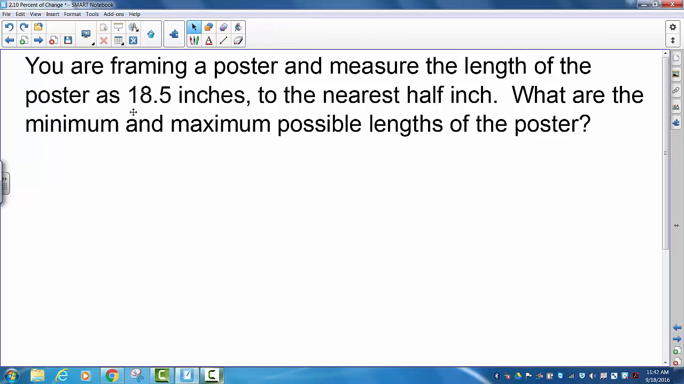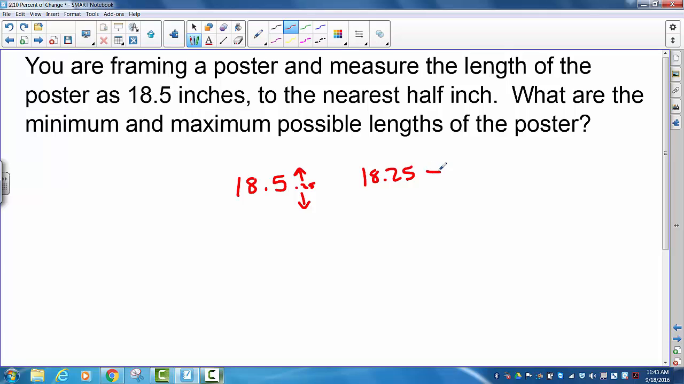It tells you that the length of the poster is 18.5 inches. To the nearest half inch, what are the minimum and maximum possible lengths of the poster? Well, if I went to the nearest half inch, what's half of 0.5? Right, 0.25. So that means it can be 0.25 that way, or it can be 0.25 that way, which means that it can be 18.25 inches all the way up to 18.75 inches.